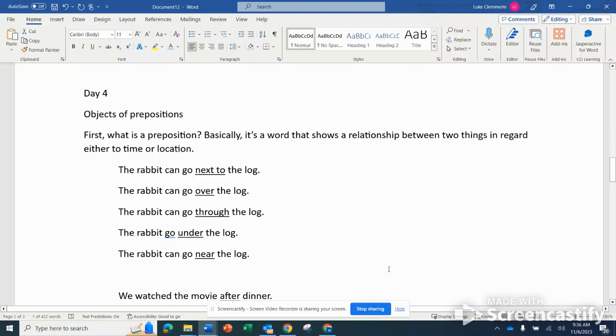Hey everyone, this is day 4, and we're going to be talking about objects of prepositions. So first, what is a preposition? Basically, it's a word that shows a relationship between two things in regard to either time or location.